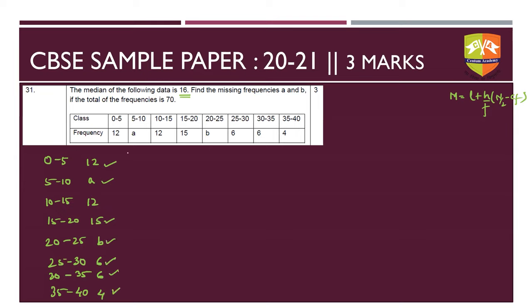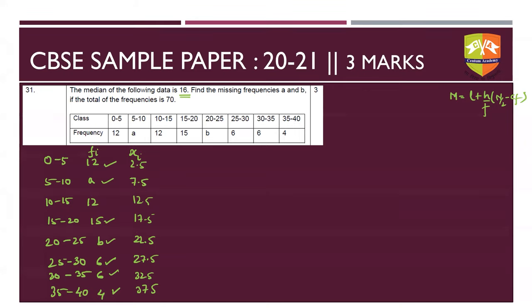Now you will find out class mark XI. This is FI. So what is XI? 2.5, 5, 7.5. Now keep adding 5 to all. 12.5, 17.5, 22.5, 27.5, 32.5, and 37.5. So XIs are done.